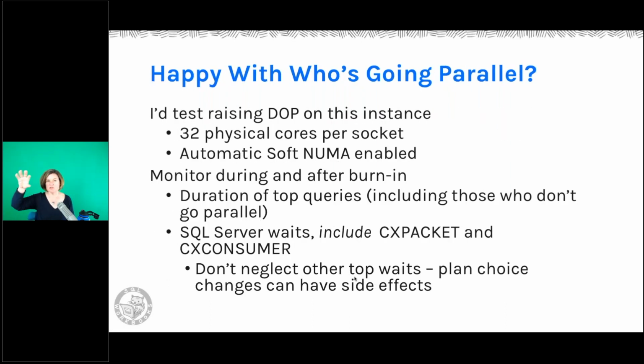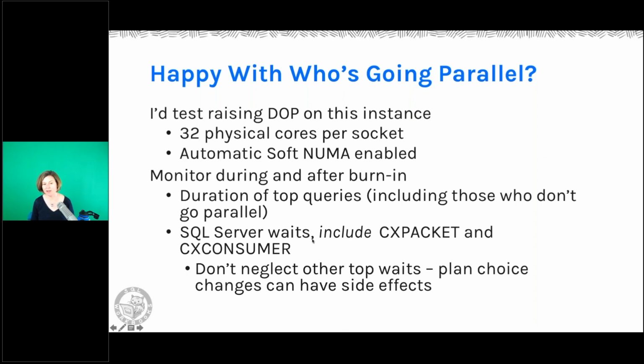Once I've got cost threshold where I'm comfy and I'm happy with who's going parallel, then I want to know, okay, for the queries that are still going parallel, will they be happier if I actually let them use more cores? Because they may be faster at DOPs higher than 8. But I do want to be careful, because if I just let them use all the cores on the instance, then I might have a lot of queries using a lot of cores, so I want to gradually go up and look at what their duration is.